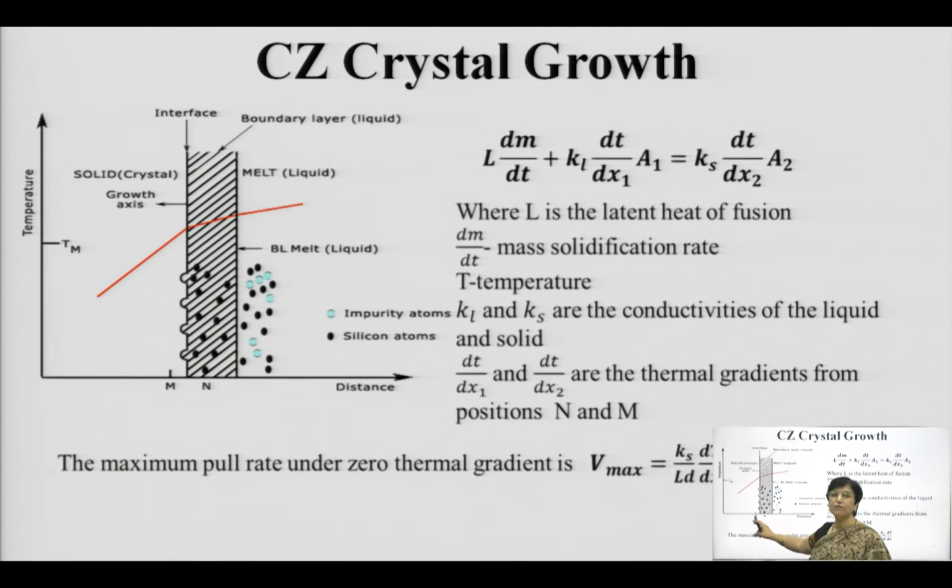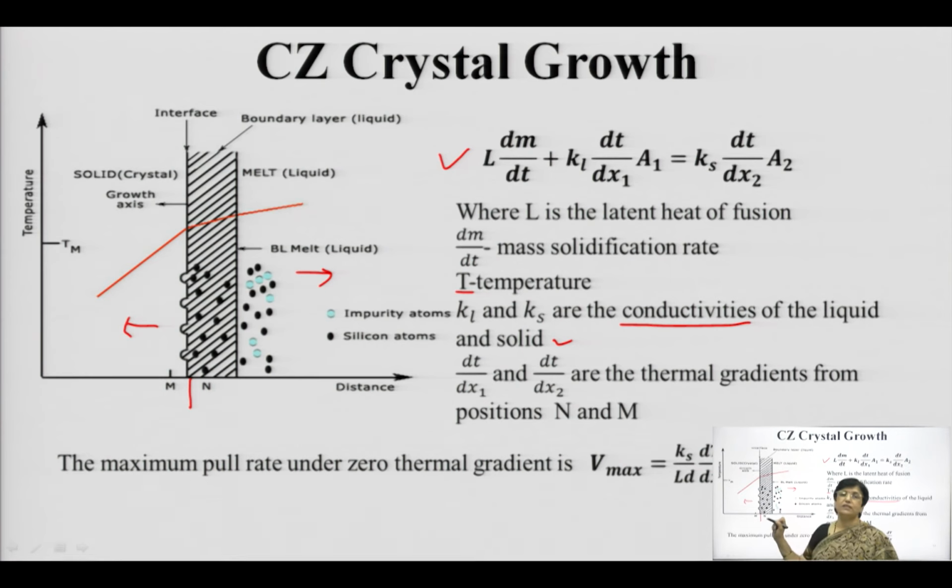Now, this is the diagram indicating the crystal growth axis. Here you have the solid seed crystal and here you have the molten silicon. The rate at which the growth is happening is given by this equation, where L is the latent heat of fusion and dm by dt is the mass solidification rate. Since temperature is one of the factors governing it, we have the temperature T, and KL and KS are the conductivities of the liquid and solid phases.